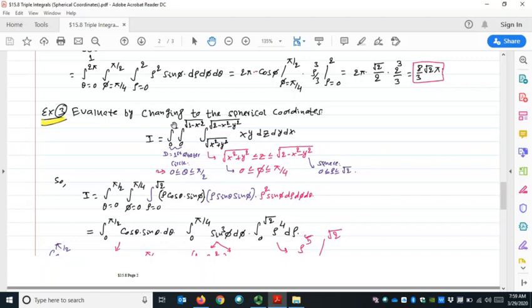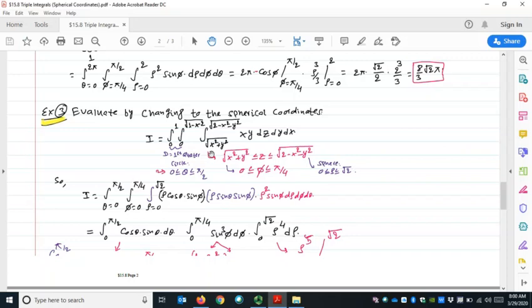So let's find the limits for rho, theta, and phi for spherical coordinates. From the inner integral, the z bounds are a cone and a sphere. So with the cone and a sphere, our phi limits are between 0 and pi over 4. And from the sphere of radius radical 2, our rho bounds are 0 to radical 2. So rho lies between 0 and radical 2.